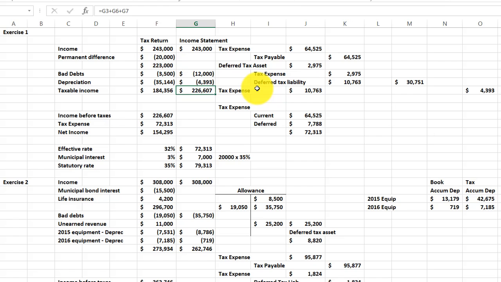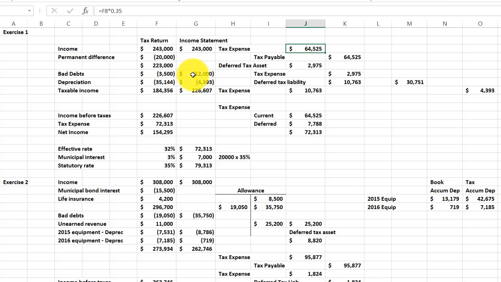Now to make your journal entries, you take your taxable income times your tax rate and get your current tax expense and your credit to tax payable. Then look at the various temporary differences. No journal entry for a permanent difference, only for temporary differences. What you're now looking at is the cumulative difference. Well, it's only been 1 year because this is the first year of operations.